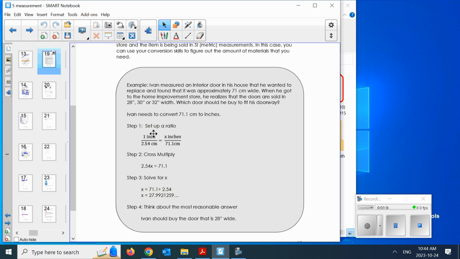I look on a chart. 1 inch, 2.54 centimeters, as a fraction. Now I know inches go on the top, so that's what I want, X. 71 centimeters matched with 2.54 on the bottom. Cross multiply, then divide by the lonely one. You get a 28-inch doorway. It's rounded, but it's reasonable.